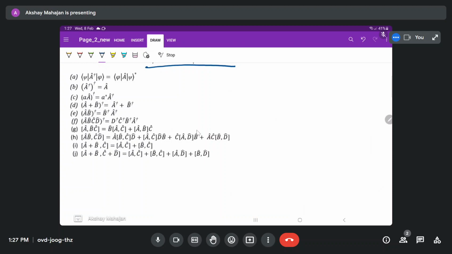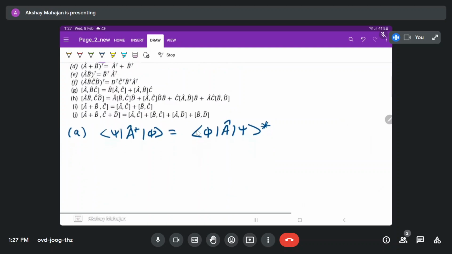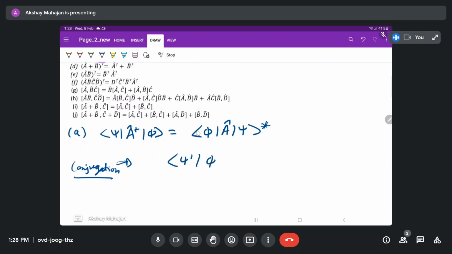Alright, so let's solve each of these identities. The first identity that we're solving is this one: psi, A adjoint, phi equals phi, A cap, psi. To prove that, we are going to use this conjugation relation: psi prime phi should be equal to phi psi prime star. And here our psi prime, as I have written above, is basically A cap acting on ket psi.